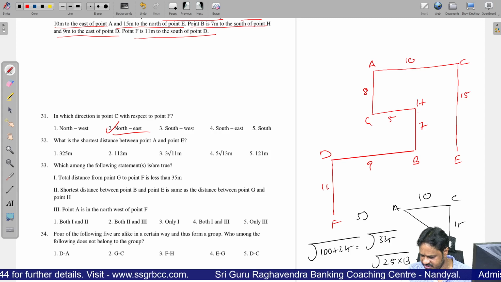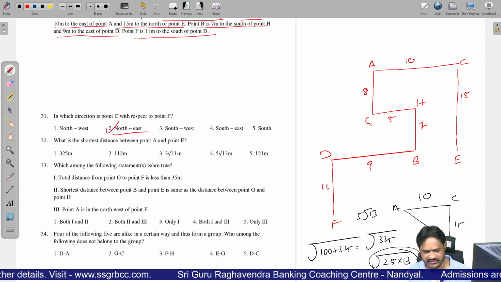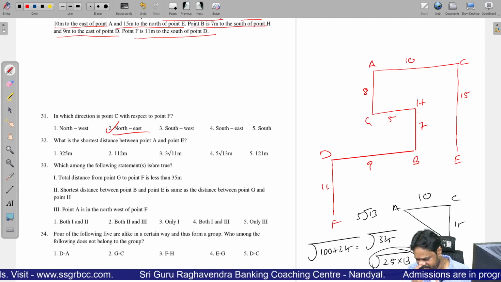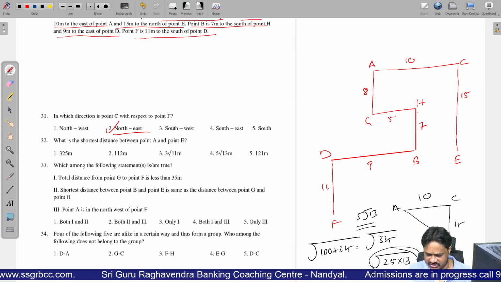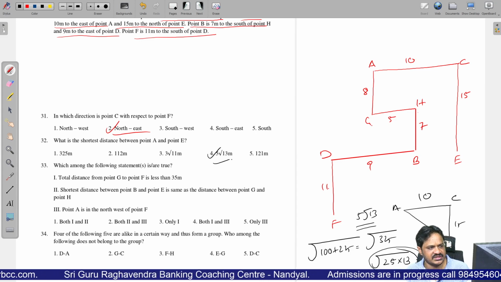So this answer is 5 root 13. Root of 25 into 13, root 25 is 5, so 5 root 13. So 5 root 13 is the correct answer. Next one.